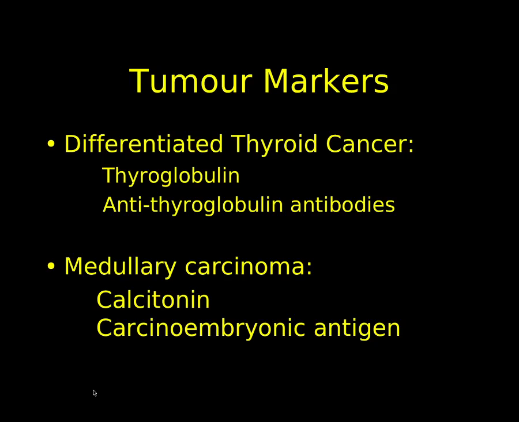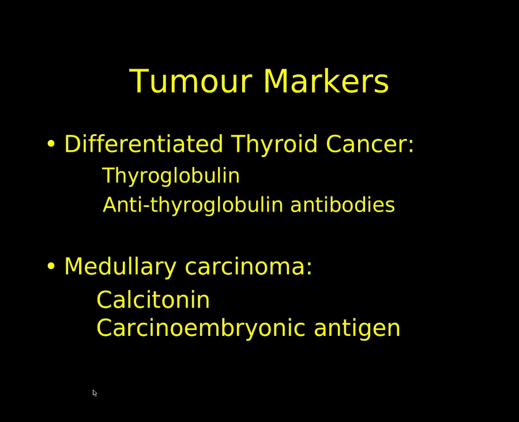Now, there's one more thing just to mention about thyroglobulin. Once we have performed a total thyroidectomy and used radioactive iodine to eliminate any remaining thyroid tissue, it can take 6 months for the thyroglobulin level to fall to 0. So we don't expect to be able to use it as a sensitive tumour marker immediately after thyroidectomy. Medullary carcinomas also have tumour markers, calcitonin and carcinoembryonic antigen.